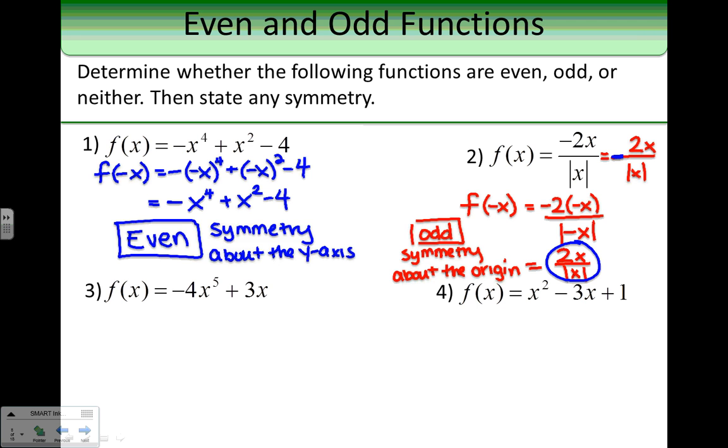So why don't you go ahead and pause the video and try to do number 3 and number 4 on your own. And then once you're ready, restart the video and see if you got the answers right.